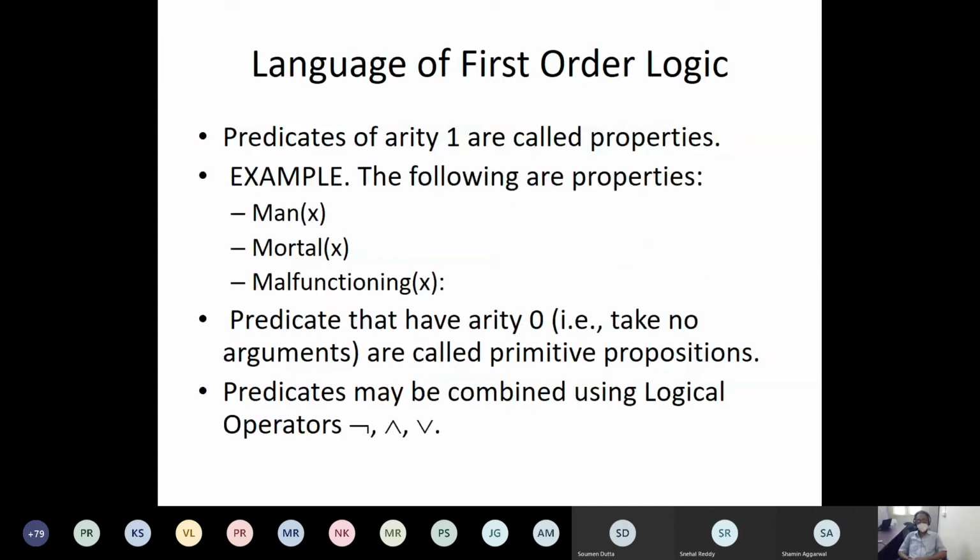Predicates of arity 1 are called properties. Man(x), mortal(x), malfunctioning(x). These are properties. So, man is a property of x. x may be a man, x may be a tree, whatever. In that case, man(myself) is true, man(a tree) is false, and so on. Predicates that have arity 0, that is, take no arguments, are called primitive propositions. Predicates may be combined using the logical operators not, and, or. Okay?